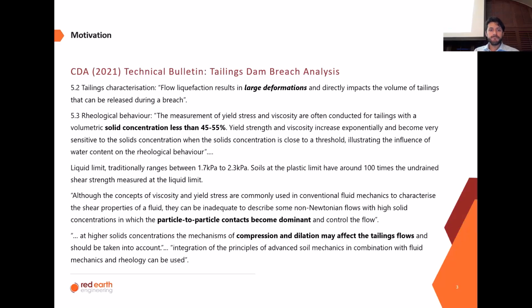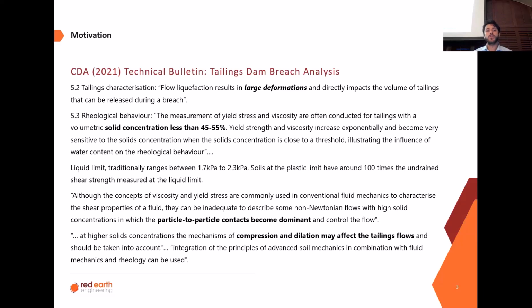Okay, so these are a couple of notes from the CDA 2021 technical bulletin, which was published a number of weeks ago, so quite recent. So I took a couple of the statements that they made there. I'm just going to read them because I want this message to get across. I was quite pleased to see what they wrote. So what they said about tailings characterization is flow liquefaction results in large deformations and directly impacts the volume of tailings that can be released during breach.